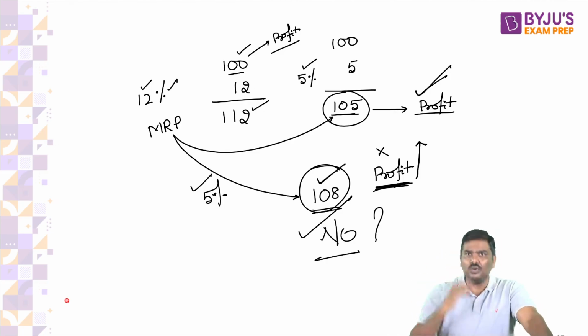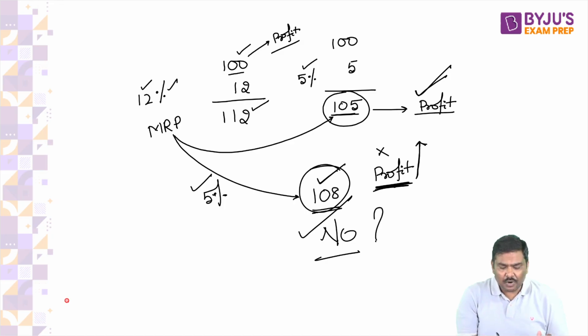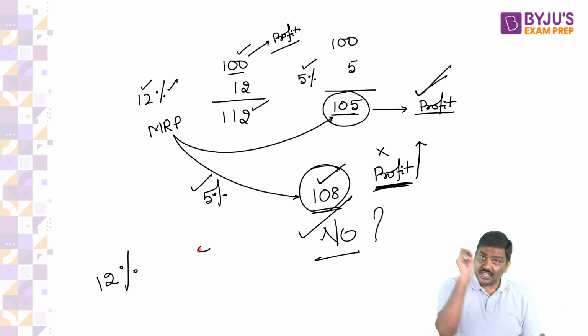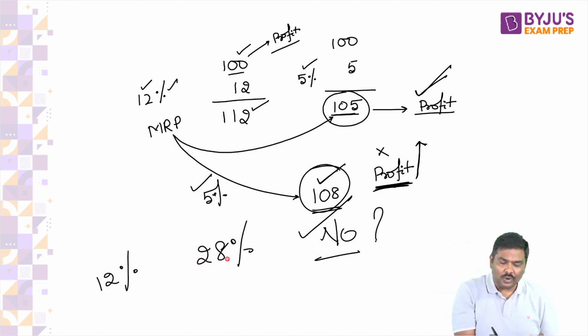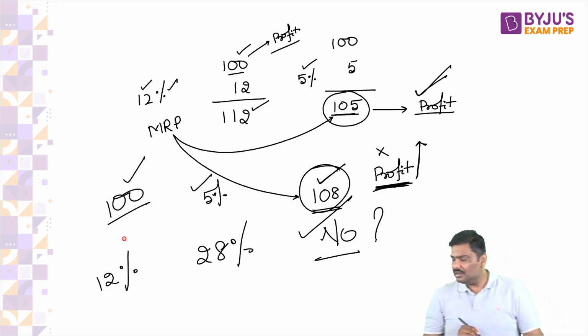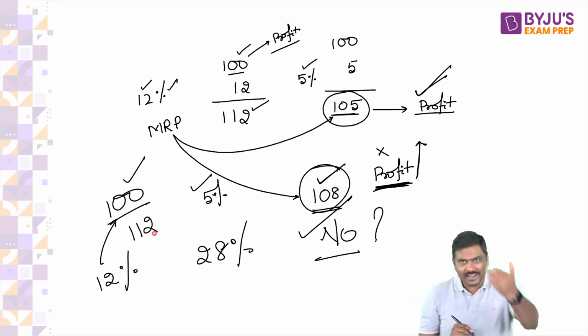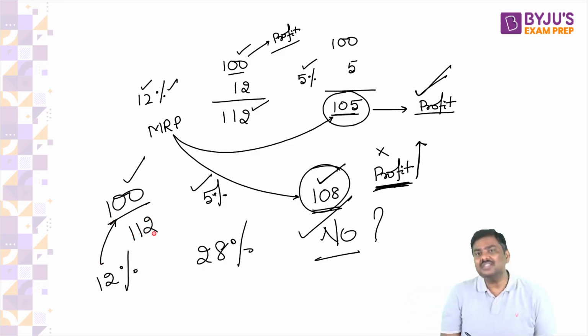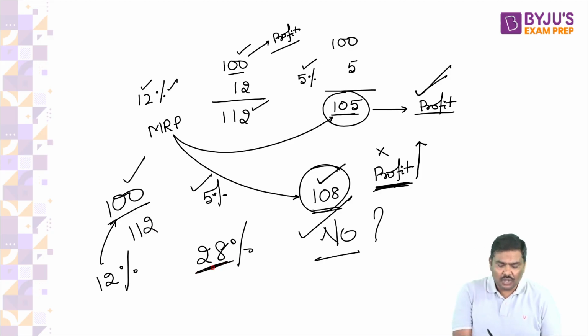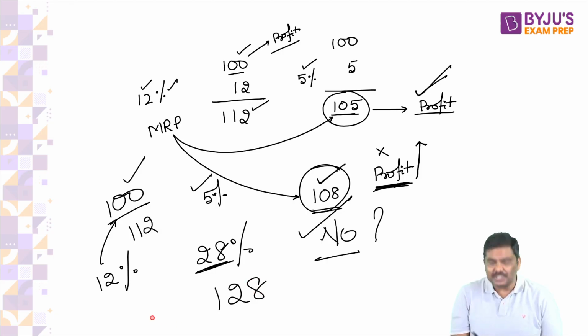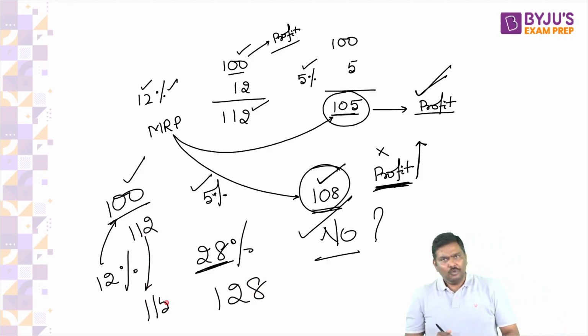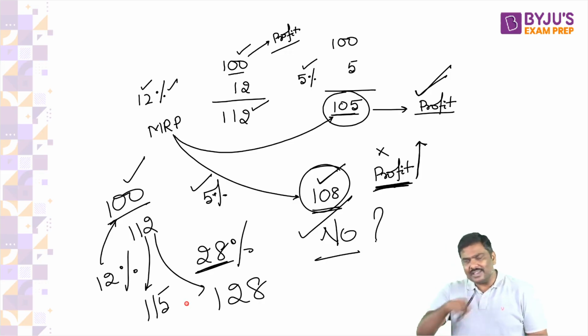Let me ask you a counter question. If the GST rate on a product is increased from 12% to 28%, now at the selling price of 100, in the first example, you will be selling it at 112 rupees. Let me know. You are selling it at 112 rupees. And when the GST rate is 28%, will you increase the price of the product to 128 rupees or will you increase the price to 115 rupees? You tell me what you will do.